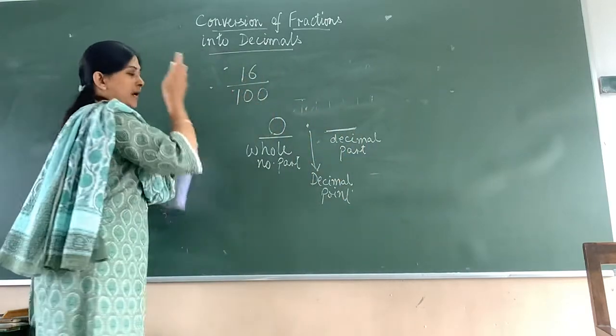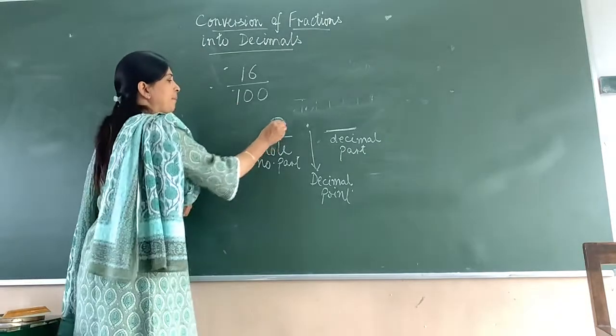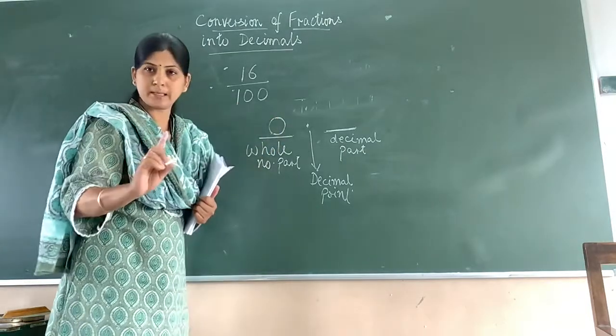Now 16 over 100. It is a proper fraction. It is less than 1. So in the whole number part, what will come? 0, since it is less than 1.